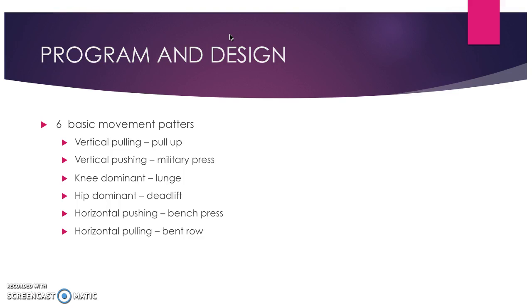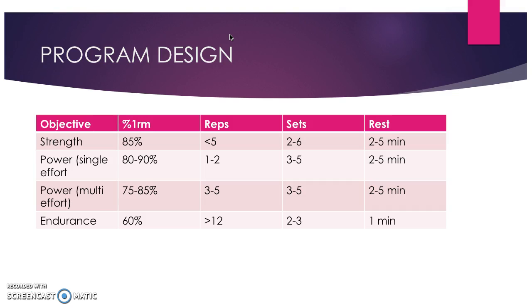6 basic movement patterns: vertical pulling, vertical pushing, knee dominant, hip dominant, horizontal pushing, horizontal pulling. Couple examples are listed to the right of those. We also can look at combination, as we do a lot of combination movements here at FitCode. So a little bit of a strength chart.